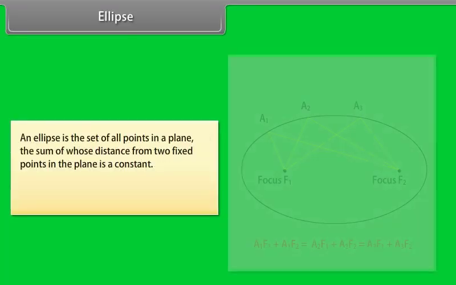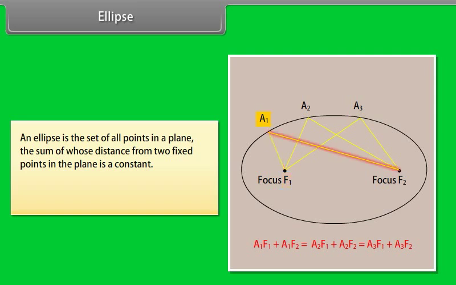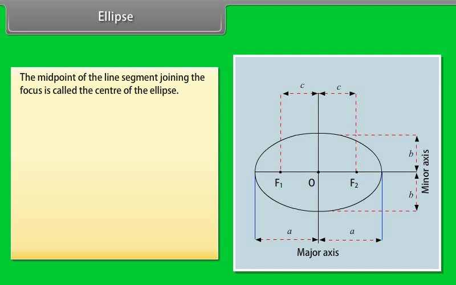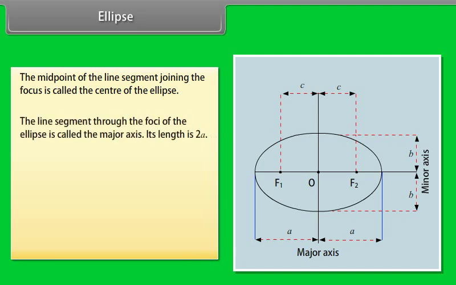Ellipse. An ellipse is the set of all points in a plane, the sum of whose distances from two fixed points in the plane is a constant. The two fixed points are called the foci of the ellipse. The midpoint of the line segment joining the foci is called the center of the ellipse. The line segment through the foci of the ellipse is called the major axis.